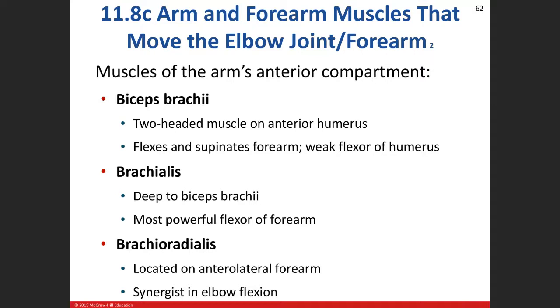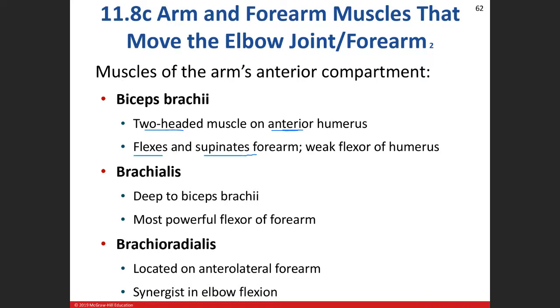So a couple of the muscles on the anterior compartment: biceps brachii, we name it because it is a two-headed muscle, and it inserts onto the front of the humerus there. Its primary motion is to flex, but it also causes supination of the forearm, so your palms are facing forward.